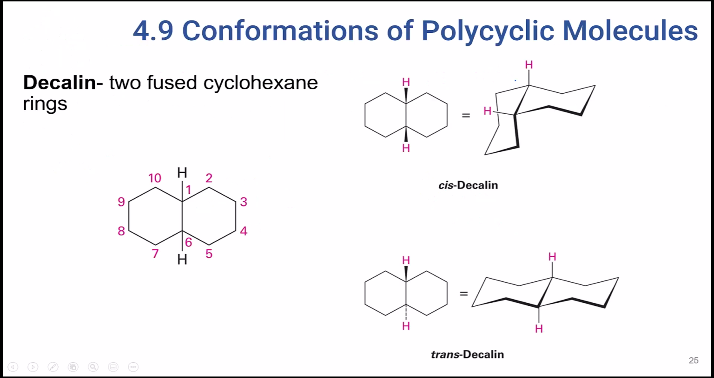Decalin is 2 fused cyclohexane rings. We can have a cis decalin and a trans decalin. So you can see how they're drawn there, but you will not be asked how to draw these, just for reference. The trans decalin is going to be the one that is preferred. This one is. And we can see that there's less angle strain here. It's better to have the small hydrogen be in the axial position than this one. So this one is lower energy.